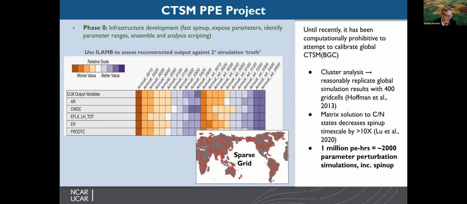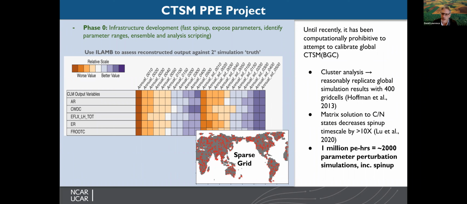So that resulted in a sparse grid where we have about 400 grid cells, and if you just run those 400 grid cells, you can get most of the main features of the climate system and the transient carbon cycle system. And the second feature that we used was the matrix solution to CN, which allows us to decrease the spin-up time scale by a factor of 10 or more. This is coming out of Yiqi Luo's group.